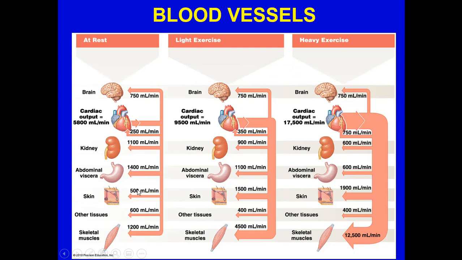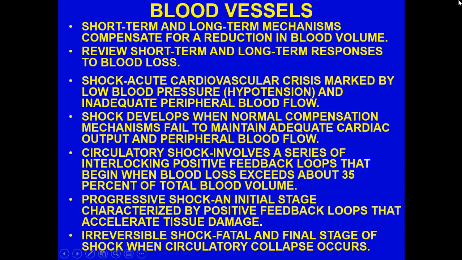Skin, 500 at rest, 1500 at light exercise, 1900. Why? Thermoregulation. As you're increasing your exercise, you've got to get rid of excess heat. And the way to do it is to deliver the blood to the skin, where you're going to have some radiant cooling, etc. You're also going to be pushing out more sweat. Okay? Hope that helps. Now, let's talk about short-term and long-term mechanisms that compensate for a reduction of blood volume.